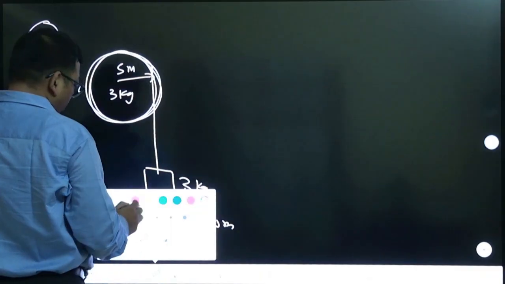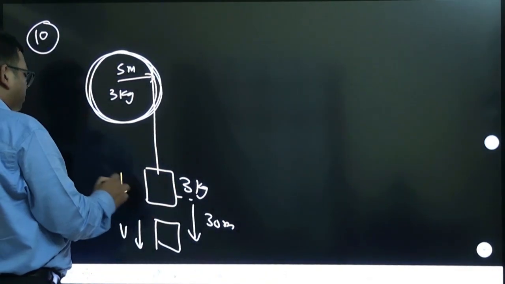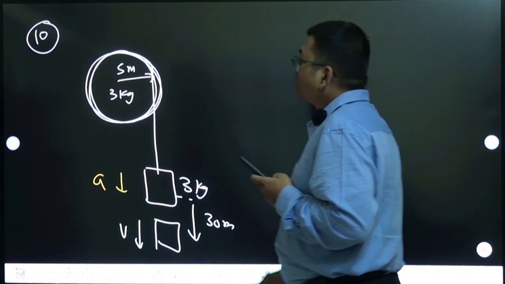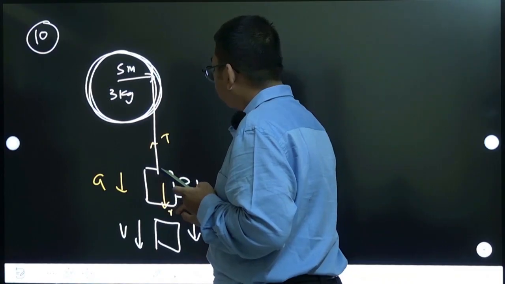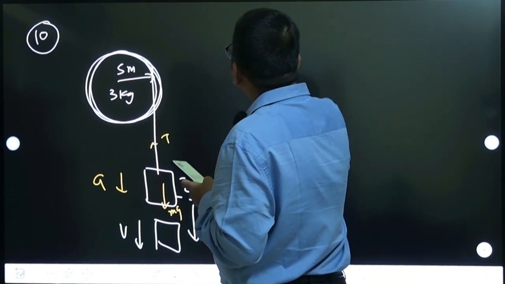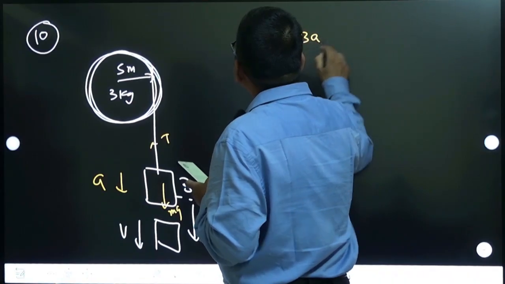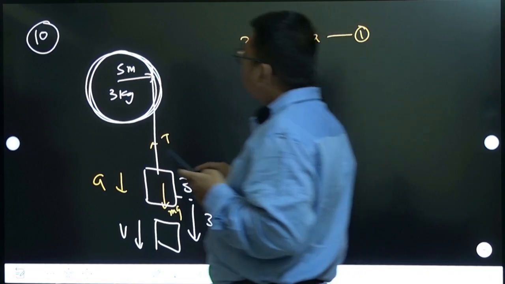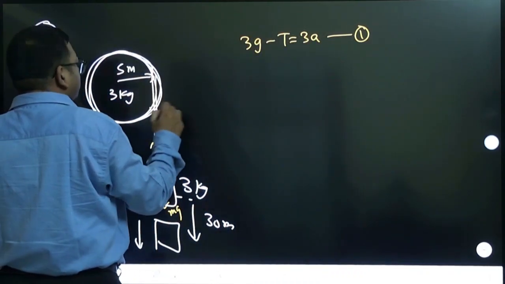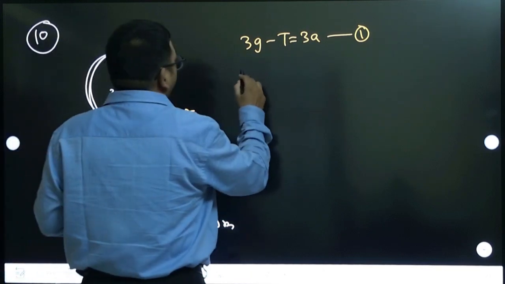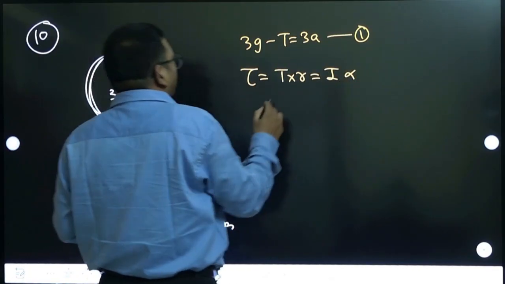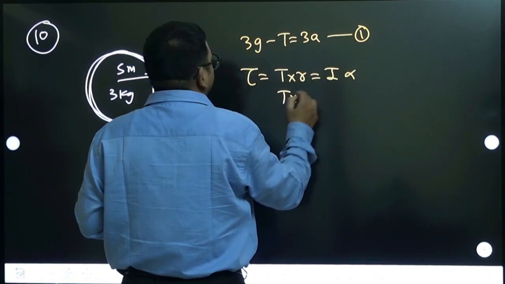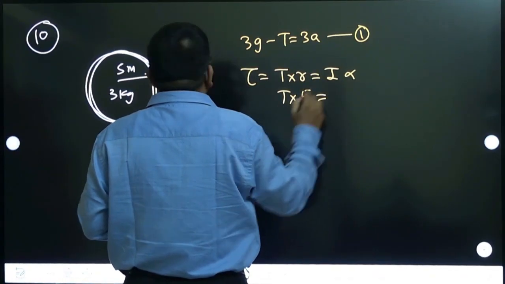So first we need to calculate the acceleration. If you can find out this acceleration, then we can calculate velocity. How to calculate the acceleration? Simple formula you apply here. Tension will be there, mg will be acting downward, mass is 3. So 3g minus tension is 3 into a. First equation. Second equation, this torque is happening here, right? T into radius. So torque, which is T into radius, is I into alpha. Torque, tension, radius is how much? Radius is 5.